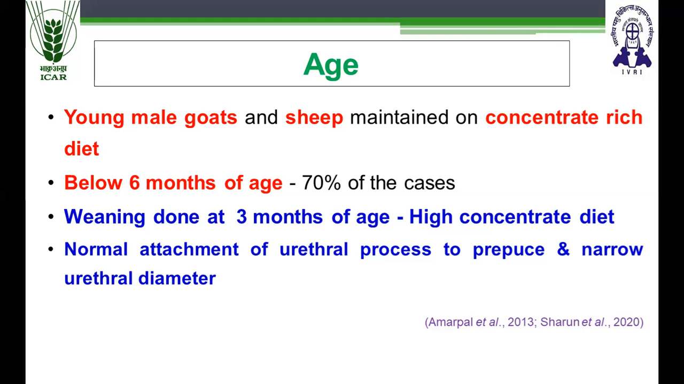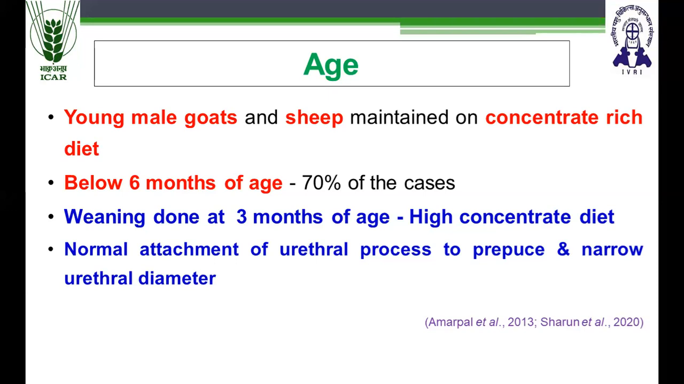Most of the cases of urolithiasis, that is 70% of the urolithiasis reported in caprine and ovine, are in animals below 6 months of age. That too, most of them are castrated. It can be due to weaning at 3 months of age. After weaning, they are given a high concentrate diet, thereby causing mineral imbalance.